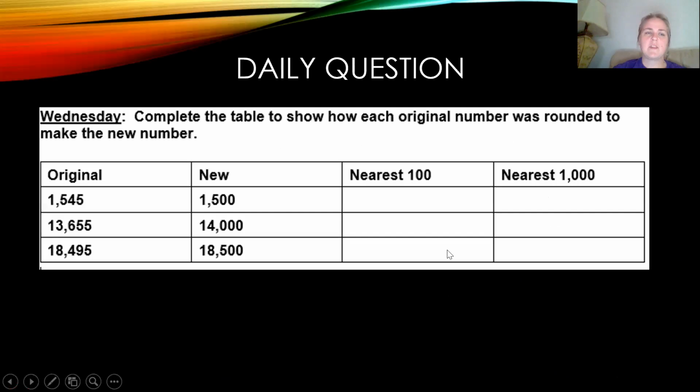By the end of this lesson in your math journal, you should be completing this answer. If you are hybrid, I'm going to try to send this home with you so you can just write on your paper. But if you're 100% online, then you could just write this in your math journal. The question is, complete the table to show how each individual number was rounded to make the new number. This is the original number, and this is the new number, your answer. You have to figure out how they rounded it to the nearest 100 and the nearest 1,000.